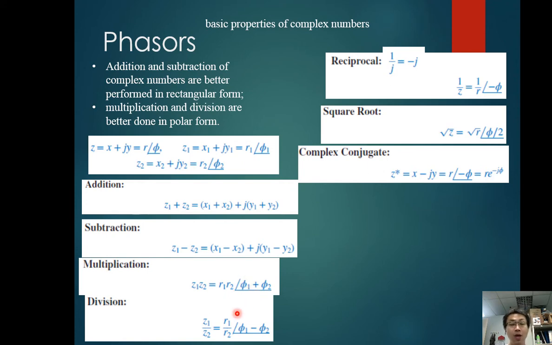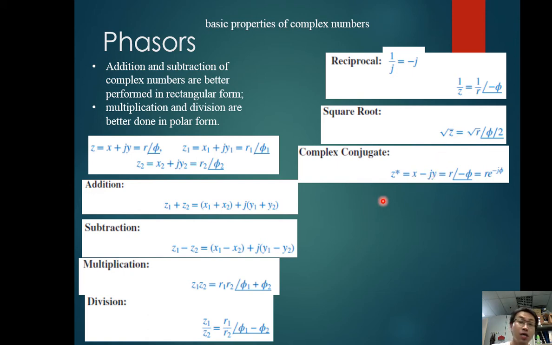Division as well: z1 divided by z2, r1 will be divided by r2. At the same time, phi 1 will minus phi 2. Reciprocal, 1 over j is actually negative j. 1 over z equals 1 over r, and then negative phi. Square root of z equals square root of r, and this one is not really okay.